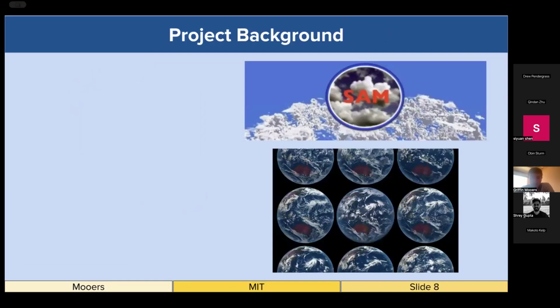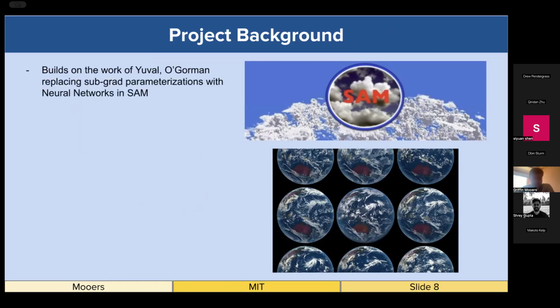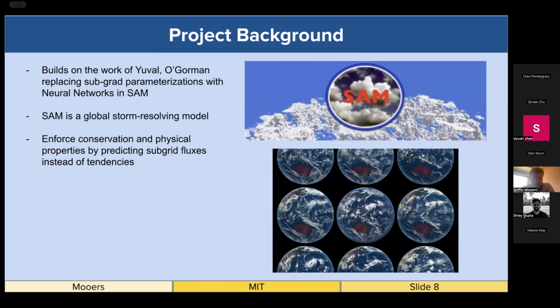And in my specific work here at MIT, as I was saying, I use the model SAM, the System for Atmospheric Modeling, which is one of several of these high resolution storm resolving models, building on previous work that had been done here. And what's also different about the approach that Paul and I take compared to others, there are plenty of other groups that do some version of this, the idea of a hybrid climate model.